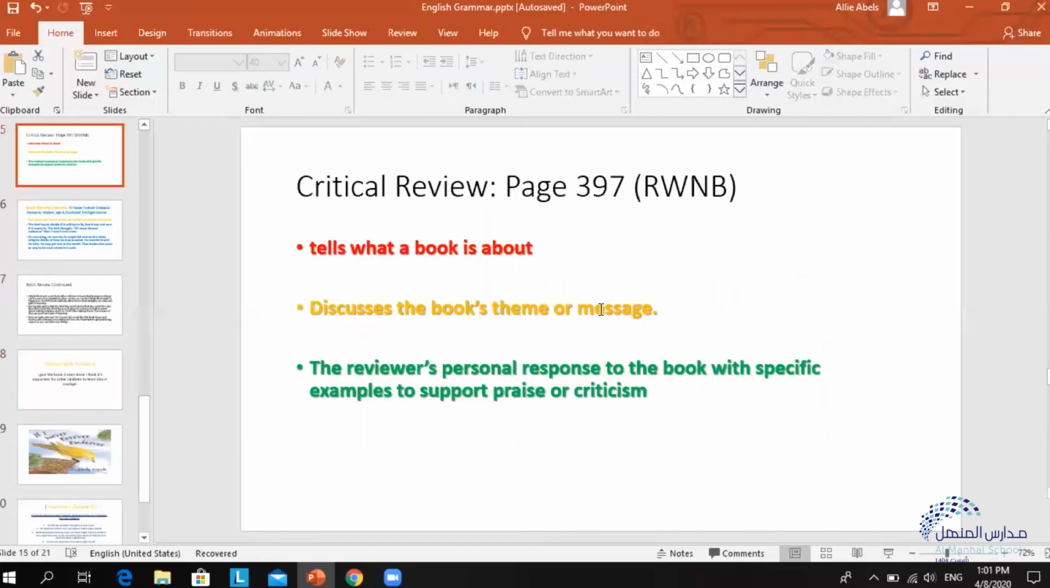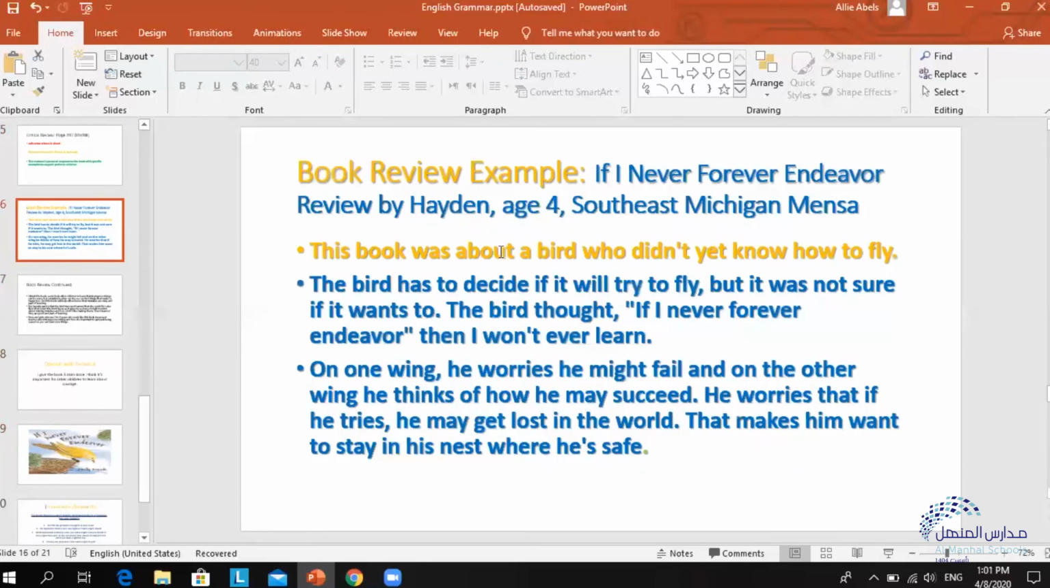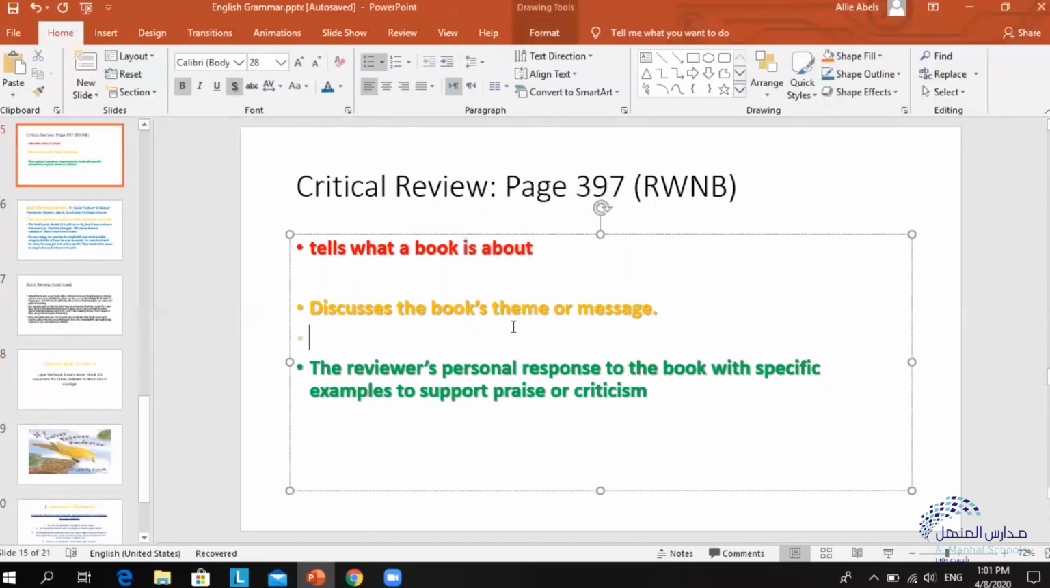So in this particular critical review of the book If I Never Forever Endeavor, written by Holly Mead, Hayden, who was 4 years old, from Southeast Michigan, basically did a critical review. Why? Because he told us what the story was about. Secondly, he gave us the most important theme and the message of the story, where he said it's okay to make mistakes and learn from them. And then also at the end, he gave us his personal response.